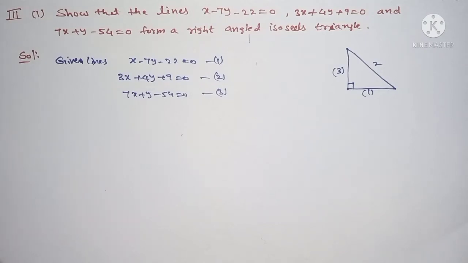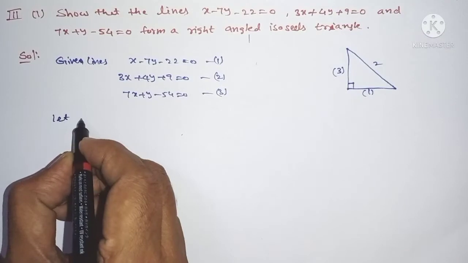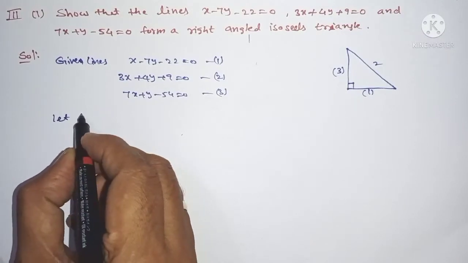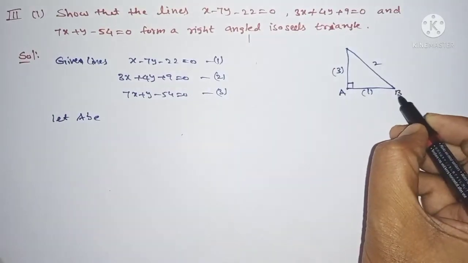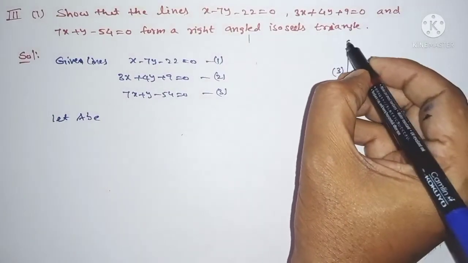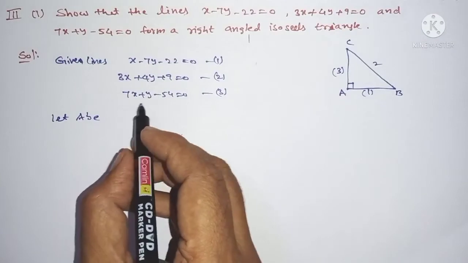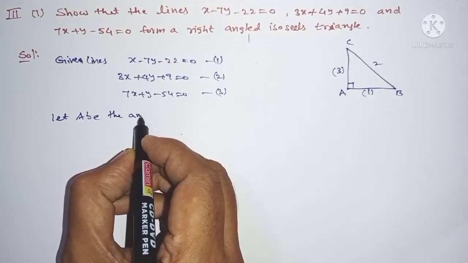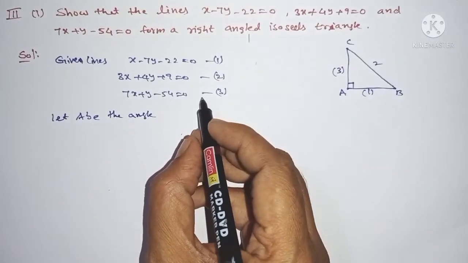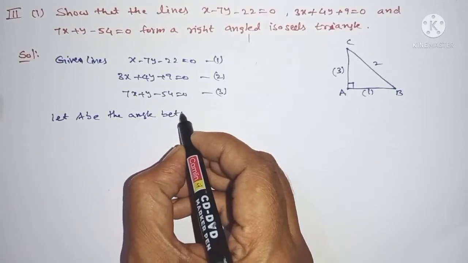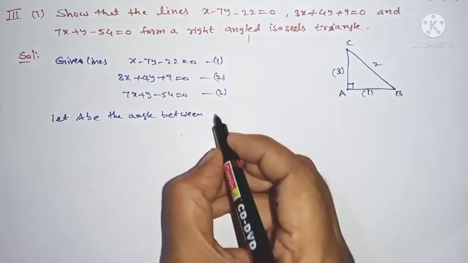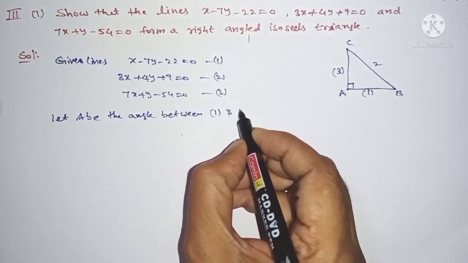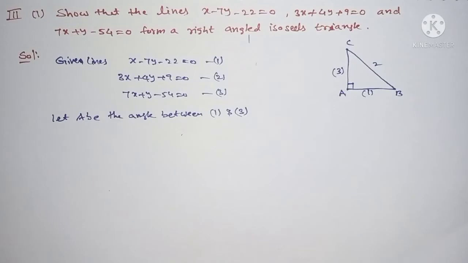Find the angles first. Let A be the capital A. This is A, B, C. Let A be the angle between which two lines? This is 1 and 3, between 1 and 3. Therefore you can take here the 1 and 3 equations and apply the formula.